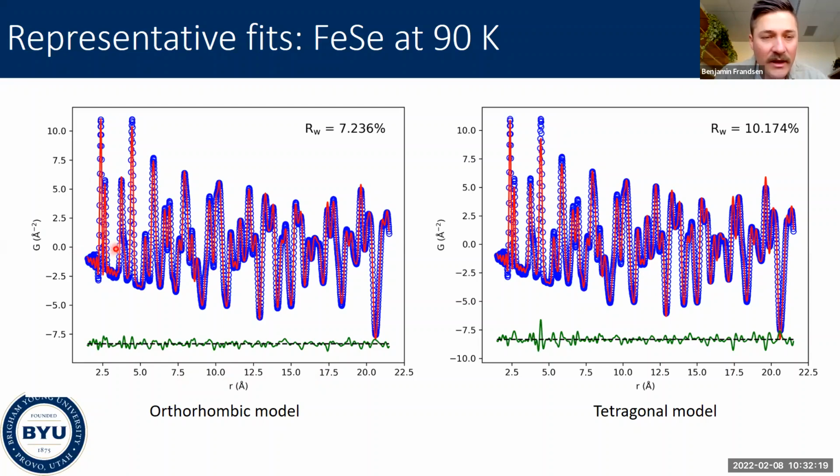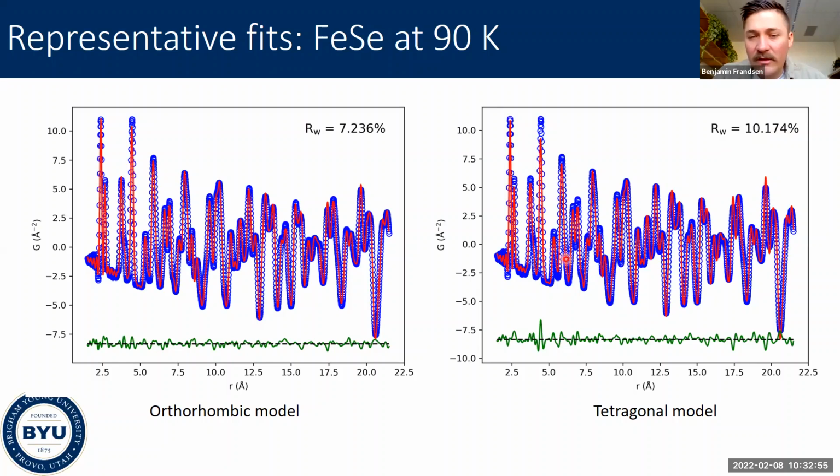The red curve is the calculated PDF from a model, in this case from a model of the orthorhombic structure. So you see it's quite a good fit. We're matching those peaks quite well. This is the fit residual down here. We compare that to a fit with a tetragonal model. And you can see that the tetragonal model, if you look at the fit residual down here, does noticeably worse than the orthorhombic model. And that's borne out in our goodness of fit metric, RW, 7.2% versus 10.2%.